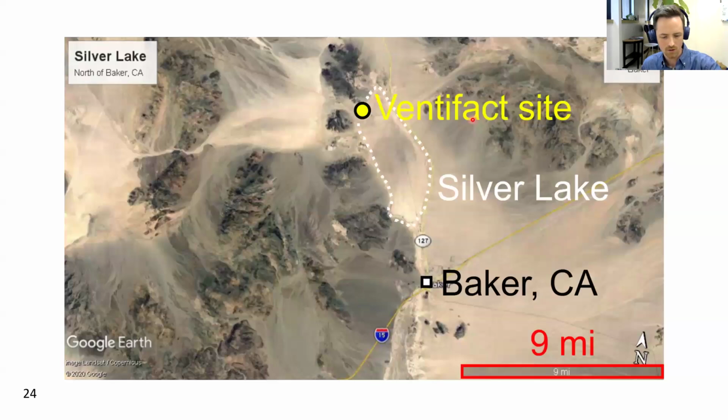Silver Lake is about an hour and a half outside of Las Vegas. So Las Vegas would be over here. And it's a dry lake bed. This is the main sand source for this. And you have this volcanic edifice here. And at the base of these hills, you find lots of these ventifacts.